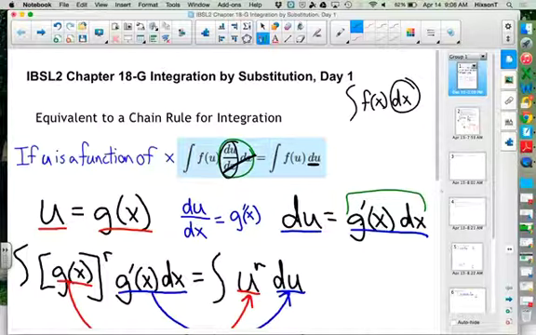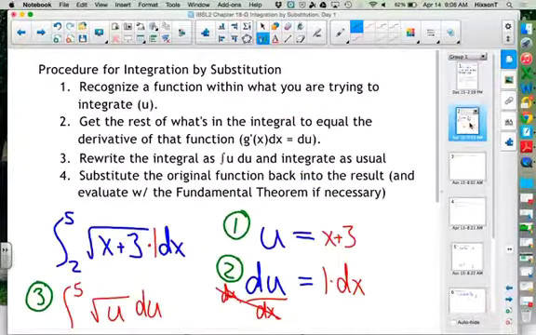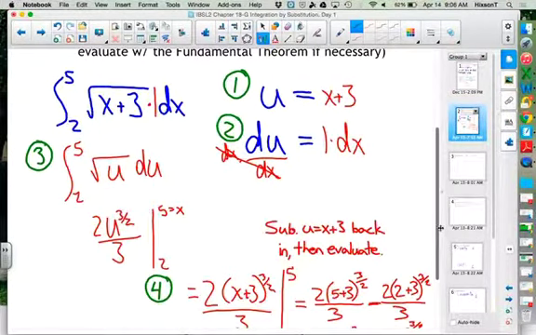Now, we don't typically plug this part in. Usually what we will do, as we saw here, is we find du dx and then multiply by dx on both sides. And then we simply replace this whole thing with the du. So that's where that came from. And in this one, du dx was 1, because it was just x plus 3, so that's why we didn't add anything.